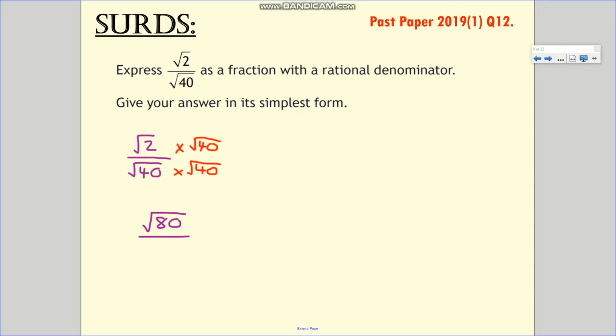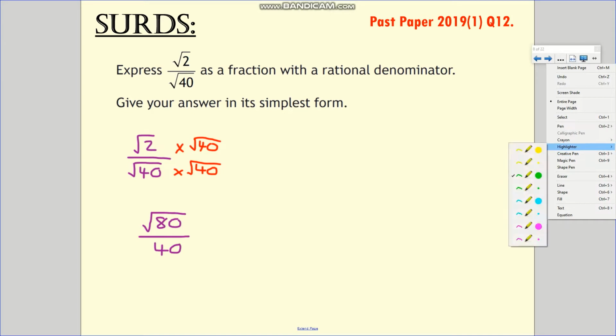I could also do root 40 times root 40 is equal to root 1600, because 40 times 40 is 1600. But actually what you should know is if you multiply a root by itself, that's the same as squaring a root. And a square root sign and a squared sign cancel each other out. So what I'm left with here is just the number 40, without a square root sign and without a squared sign. Those two things cancel each other out.